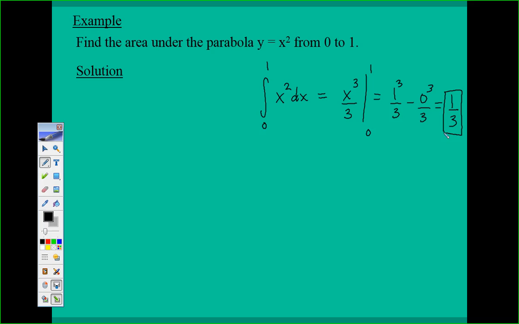So you can see this process is much more efficient than the limit process that we've been using in the past.